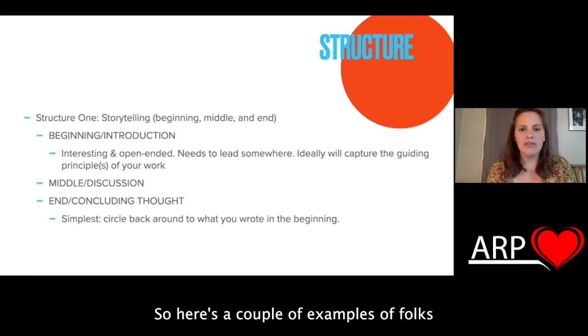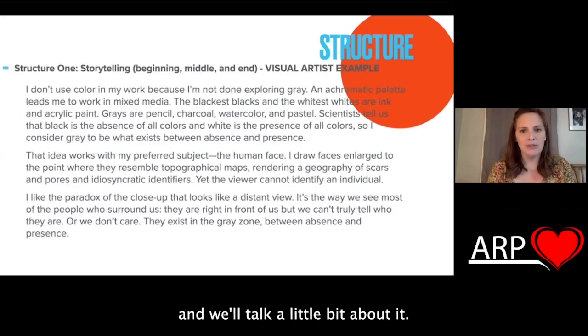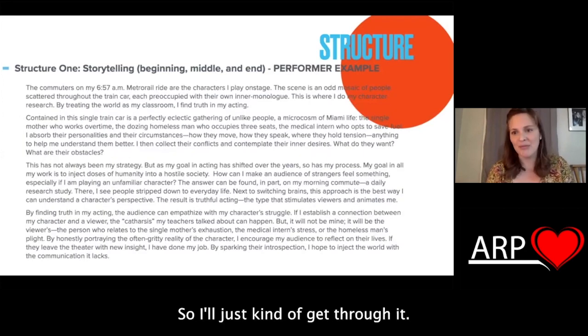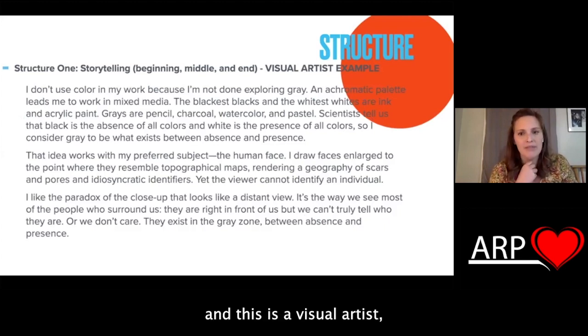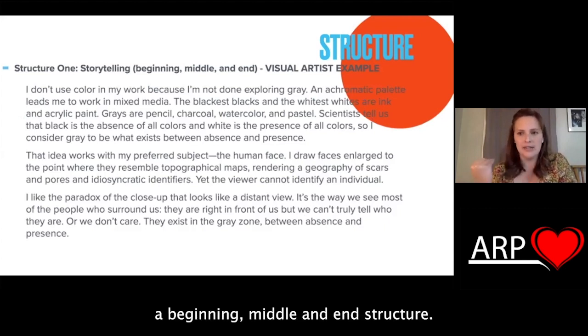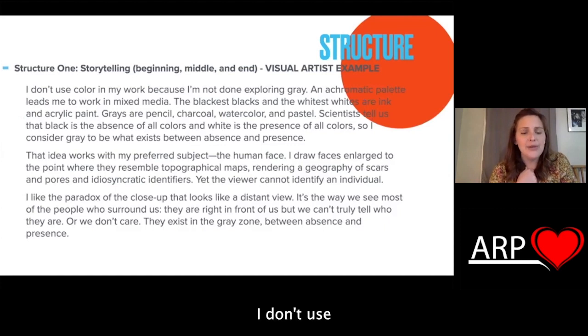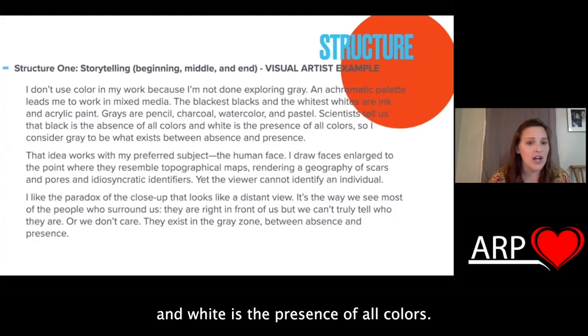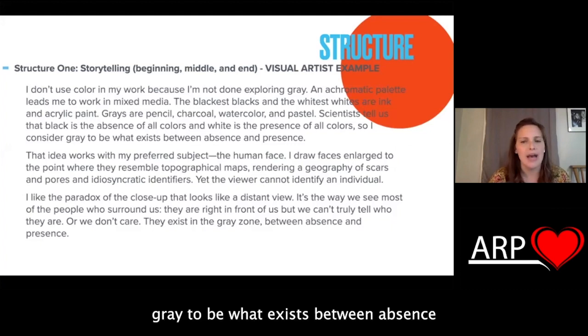So here's a couple of examples of folks doing this, and we'll talk a little bit about it. The first is a visual artist. The second is a performer, which is really long, so I'll skip through it, but we'll read this one. This is a visual artist, beginning, middle, and end structure. "I don't use color in my work because I'm not done exploring gray. An achromatic palette leads me to work in mixed media. The blackest blacks and the whitest whites are ink and acrylic paint. Grays are pencil, charcoal, watercolor, and pastel. Scientists tell us that black is the absence of all colors and white is the presence of all colors. So I consider gray to be what exists between absence and presence."